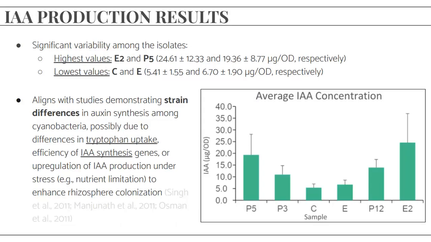For the IAA prediction, the highest values were E2 and P5, and the lowest C and E. Again, this might indicate that these strains are different somehow, might be due to their difference in tryptophan uptake, so the test needs to be improved, or their genetic efficiency to produce phytohormones.